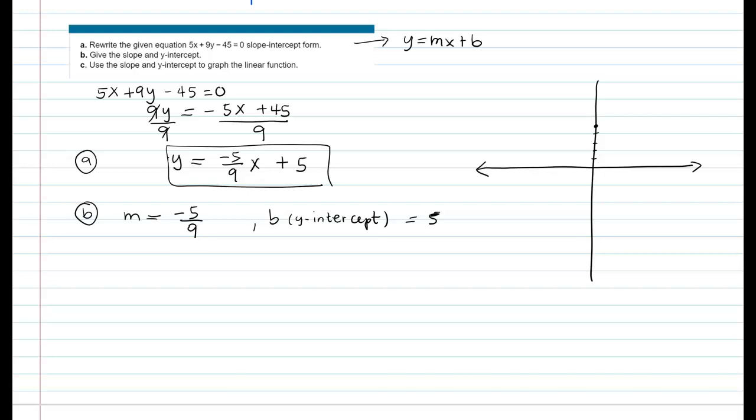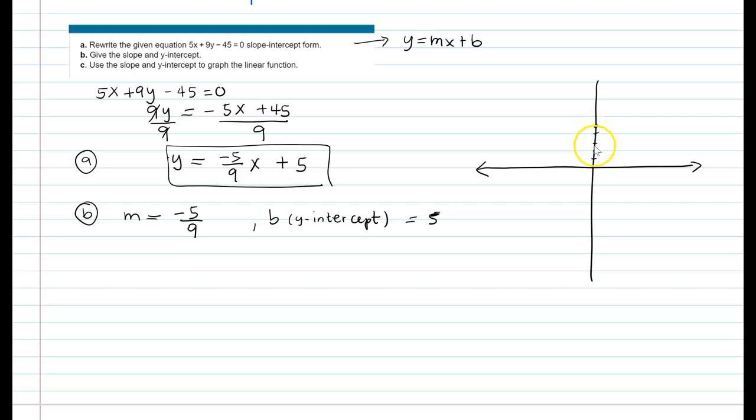Then you use the slope here. Now it says here negative 5. So negative 5, that means from this point, you go down 5 units.